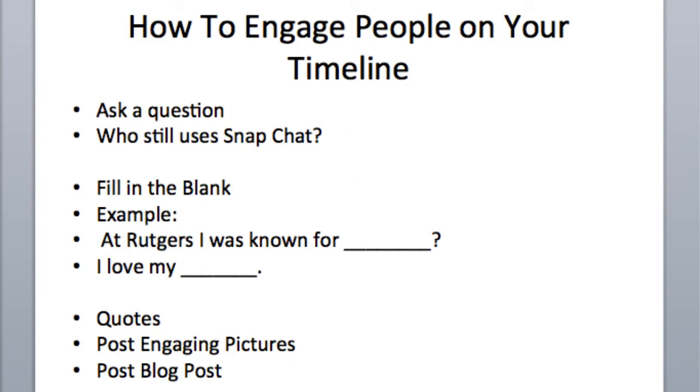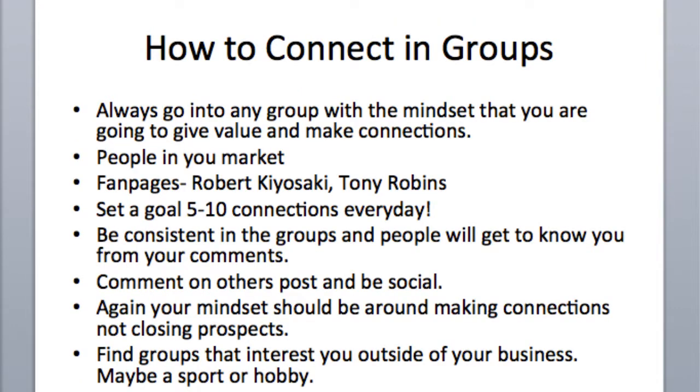And as you build your following, you want to engage with people on your timeline. You want to post engaging pictures, post blog posts, fill in the blanks, and ask questions. Those are all good ways to keep people engaged. Some good groups to connect in are the Robert Kiyosaki fan page and the Tony Robbins fan page. You want to set a goal to make 5 to 10 connections every day and be consistent in these groups because people will get to know you from your comments. Common mistake, do not do this: going around trying to pitch and close people. What you really want to do is make connections and people will eventually reach out to you.